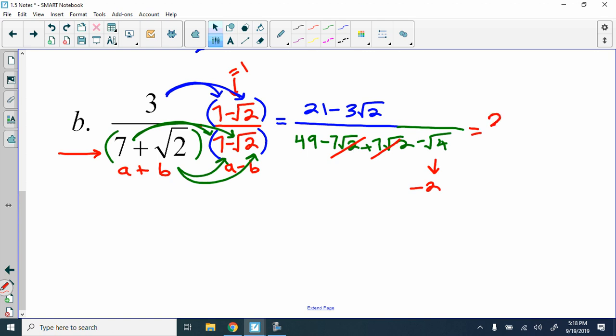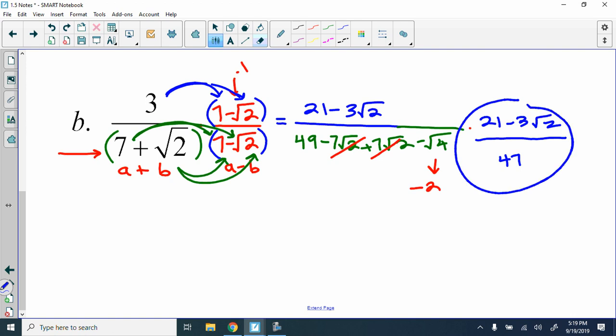So we're going to have 21 minus 3 radical 2 all over 49 minus 2, which is 47. Okay, that's going to be our answer. That would be our answer for that particular one.